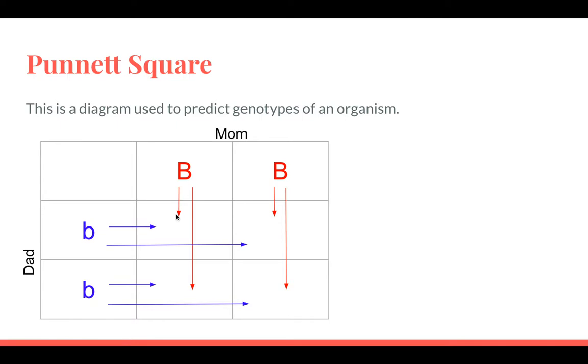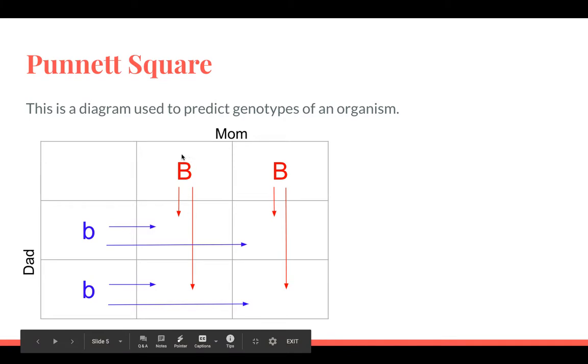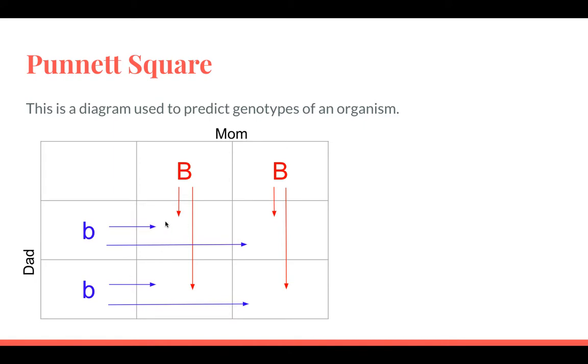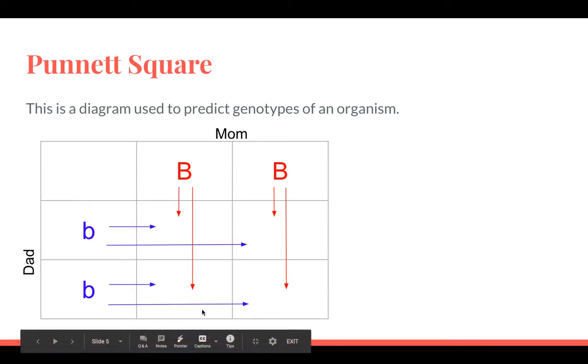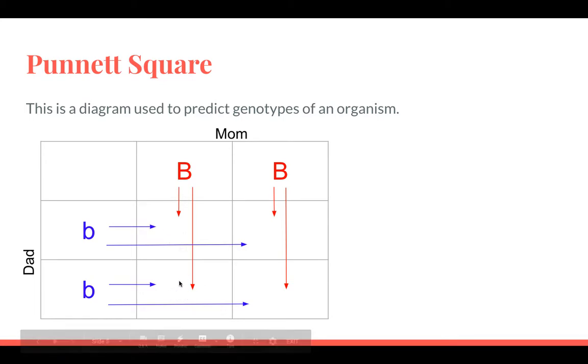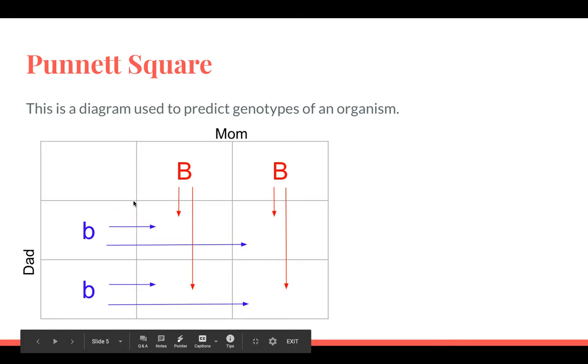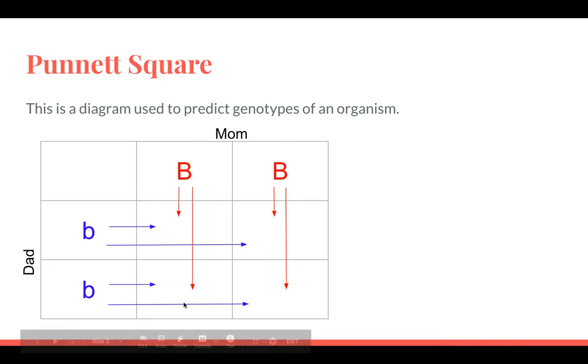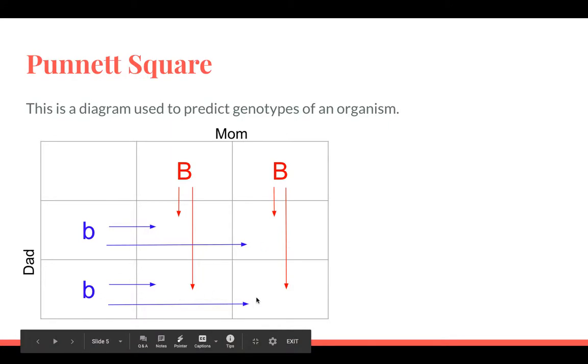It's very similar to a multiplication table where you look at what is on the top and what is on the side, and you put them together. So this capital B will be brought down. That's what this arrow is for, and it will go here. It will also be brought down to the lower box. So you'll have a capital B here, and a capital B here. Same for over here. Those are all of mom's genes. Those are the four boxes that it could go into.